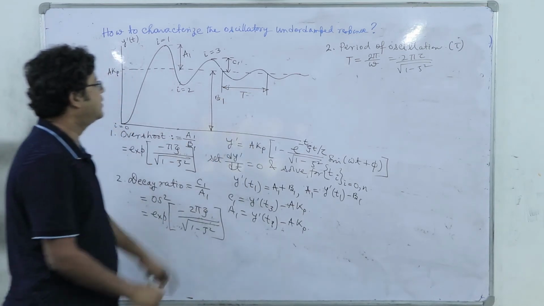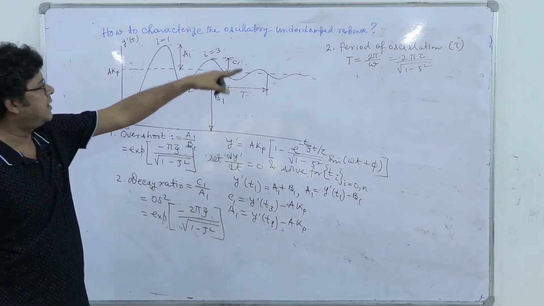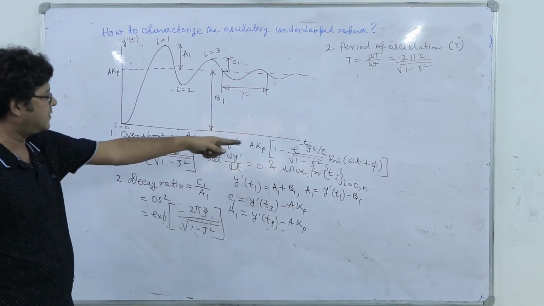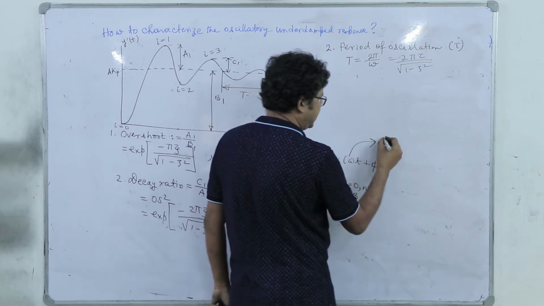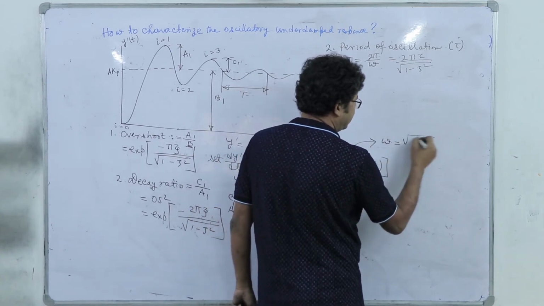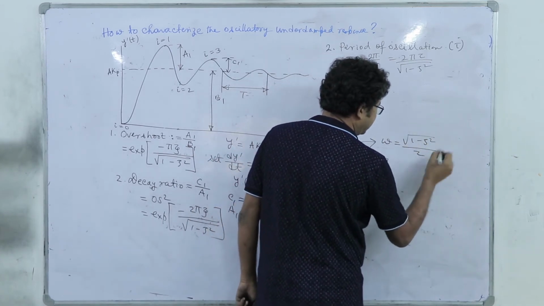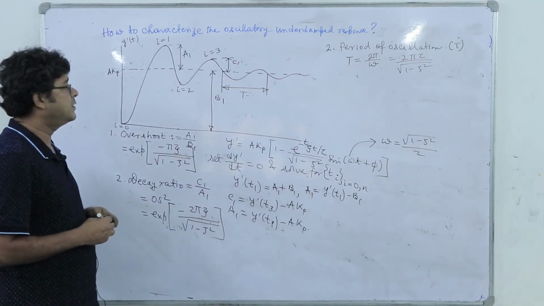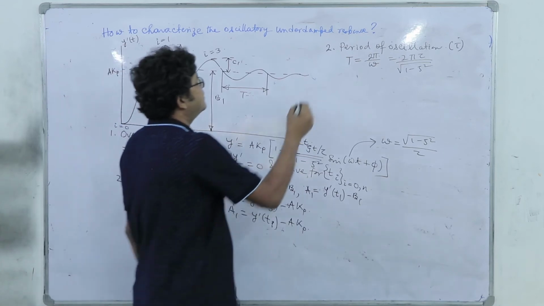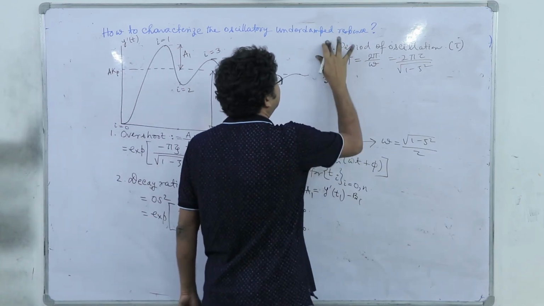So, this period of oscillation we can calculate from the expression of omega we have got, because this omega, you see, is under root of 1 minus zeta square divided by tau. So, from there we can calculate this period of oscillation. Third is, sorry, this is third.